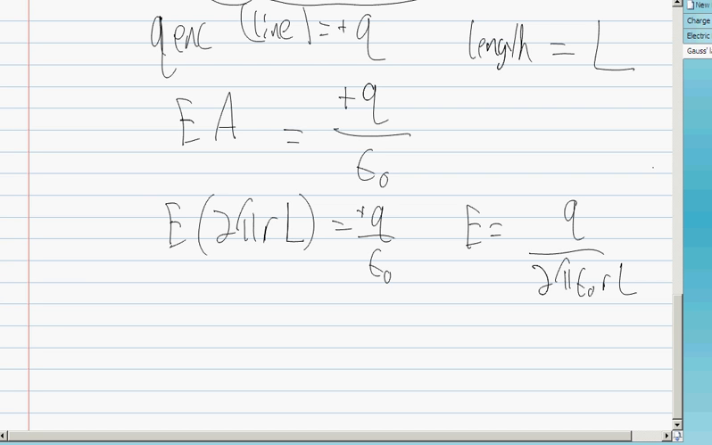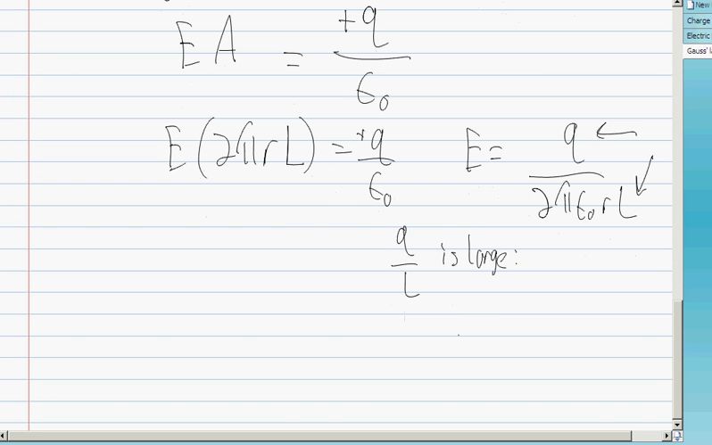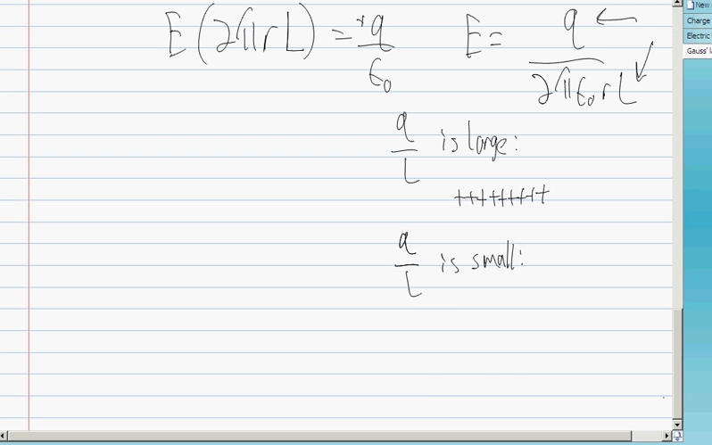And a lot of these, let's take a look at this. This makes sense: if we have a longer wire for the same amount of charge, it's going to be distributed more. Let's say Q over L is big, then that means we have a wire where the charges are all compacted together. If Q over L is small, then we're going to have a wire that has space between them. That's all we mean by that.